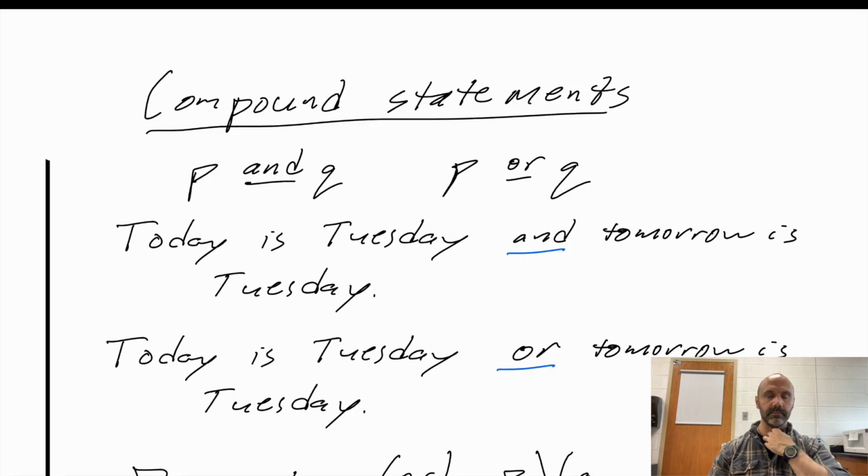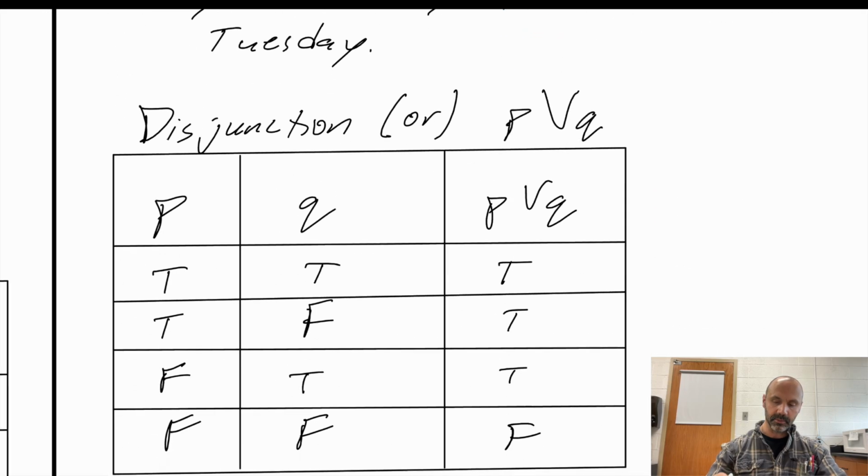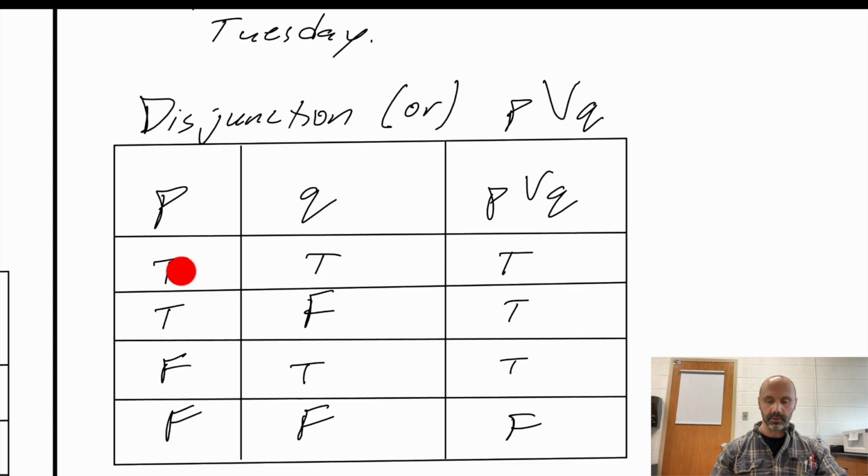Anytime you have an "and" statement, the only time it's true is when both things are true. When you have an "or" statement, it's true when either one is true. Or statements are called disjunctions. So here's the truth table for a disjunction, P or Q, and this is the symbol. It's like a V. I think of that as like a fork. It can go either this or this. So if they're both true, it's true. If either one of them is true, it's true. The only time it's false is when both of the statements are false.